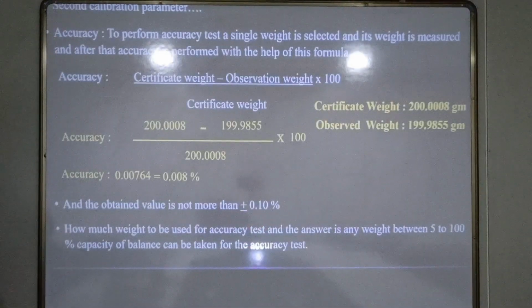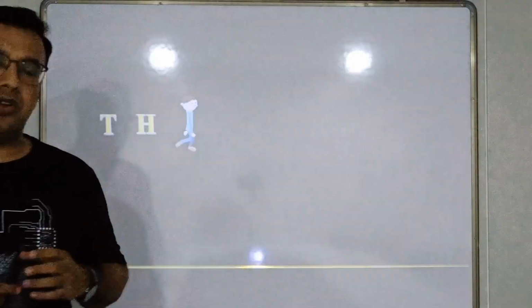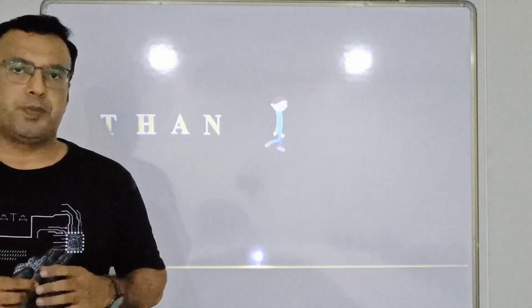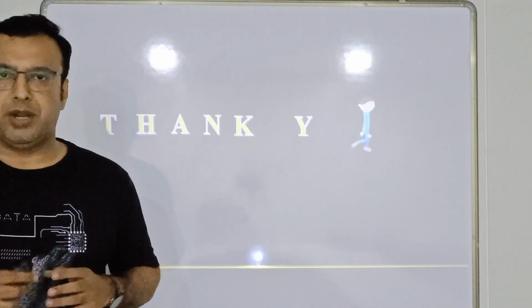Now the question is how much weight to be used for the accuracy test, and the answer is that any weight between 5 to 100% capacity of the balance can be taken for the accuracy test. So friends, today we have learned types and classification of balances as per European Pharmacopoeia General Chapter 2.1.7 and calibration as per US Pharmacopoeia 41.